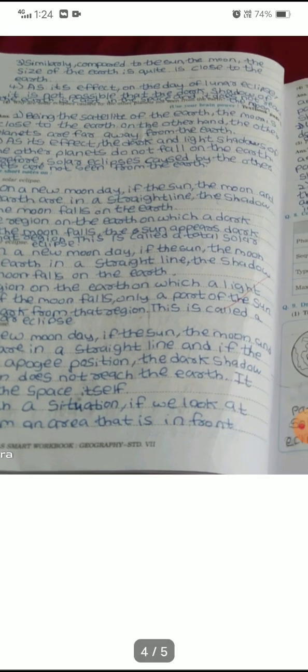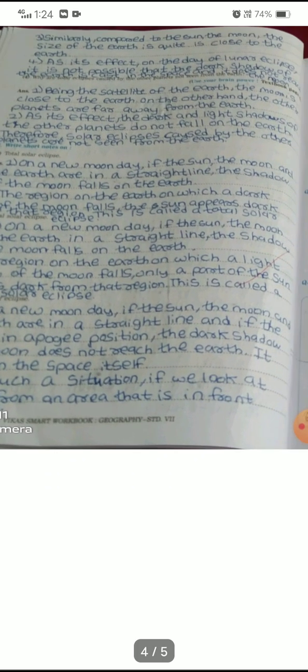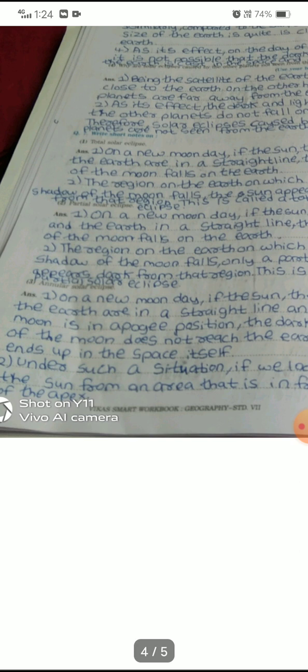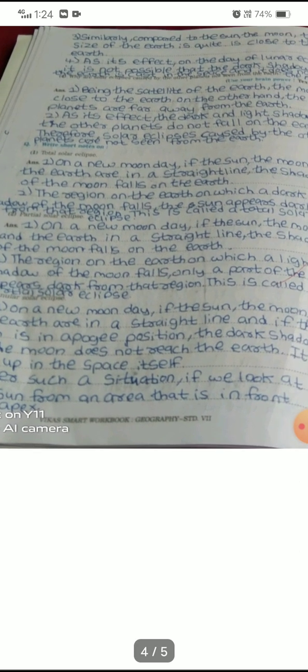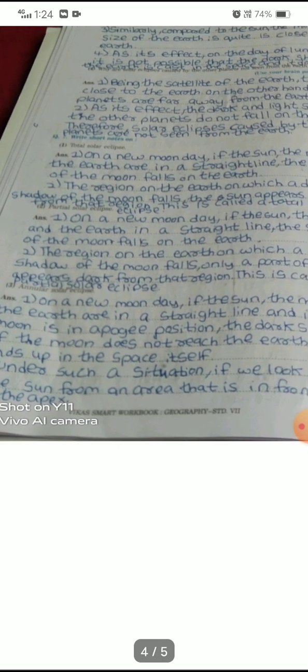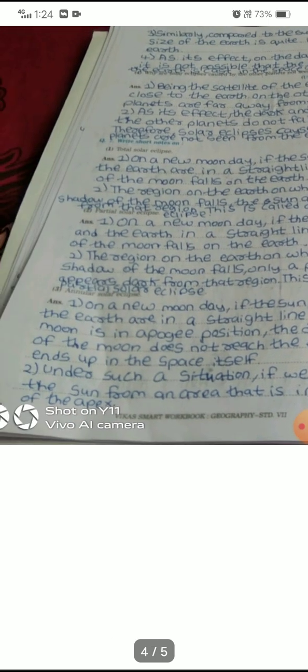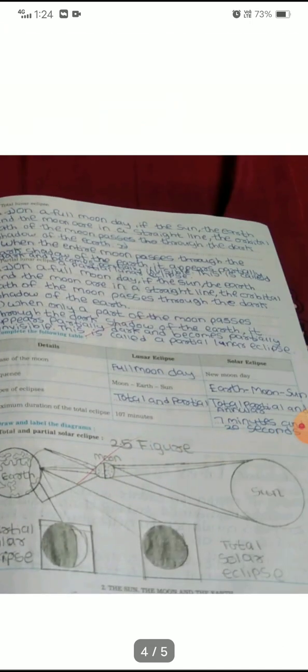Third, annular solar eclipse. Answer: on a new moon day, if the sun, the moon, and the earth are in a straight line, and if the moon is in apogee position, the dark shadow of the moon does not reach the earth. It ends up in the space itself. Second point, under such a situation, if we look at the sun from an area that is in front of the apex.